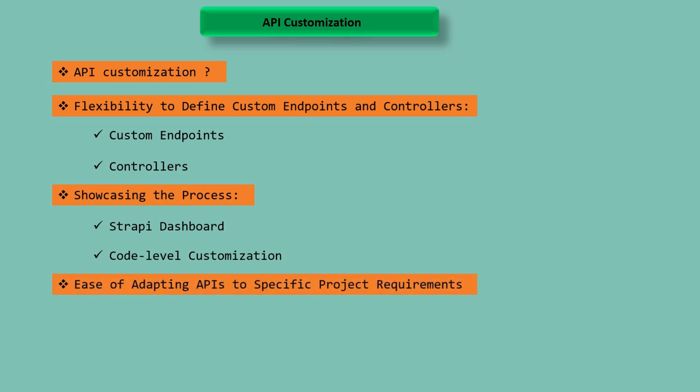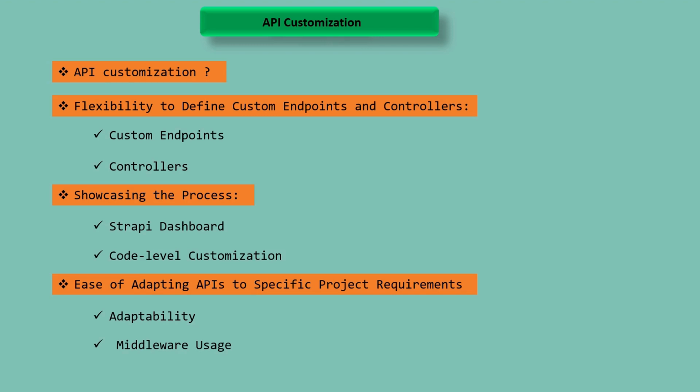Code-level customization. For more granular control, developers can dive into the codebase. Strapi's modular structure facilitates code-level customization, allowing for precise adjustments to match project needs. Ease of adapting APIs to specific project requirements. Adaptability. Strapi's modular architecture and plugin system make it easy for developers to adapt APIs to evolving project requirements. This adaptability is crucial for projects that may undergo changes or expansions over time. Middleware usage.